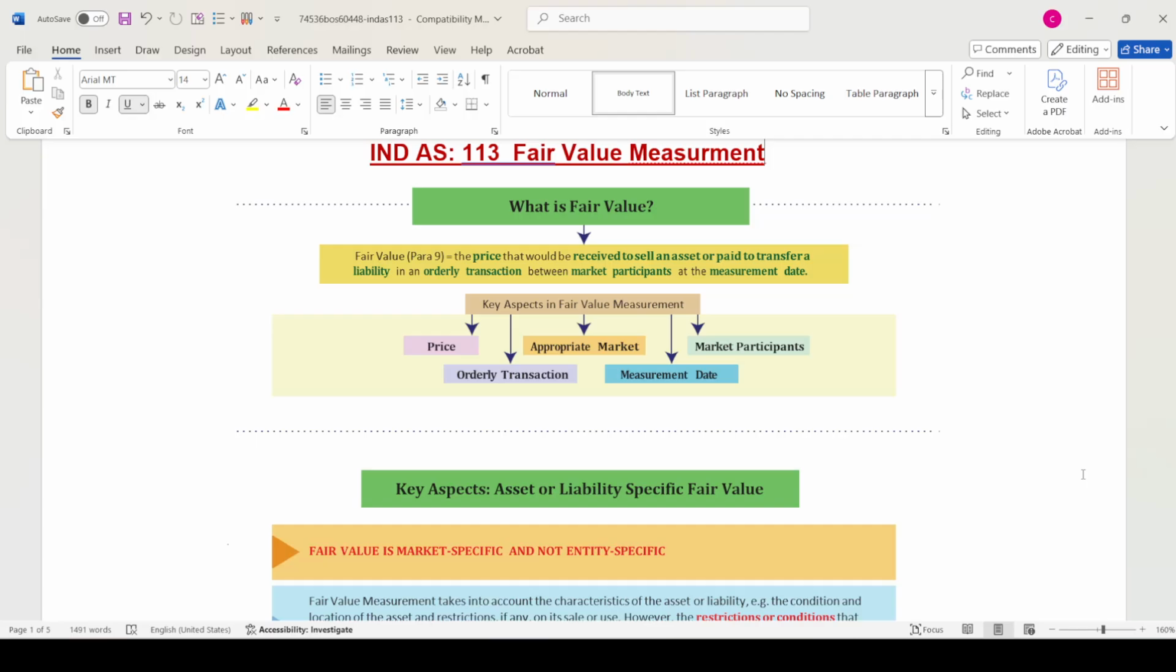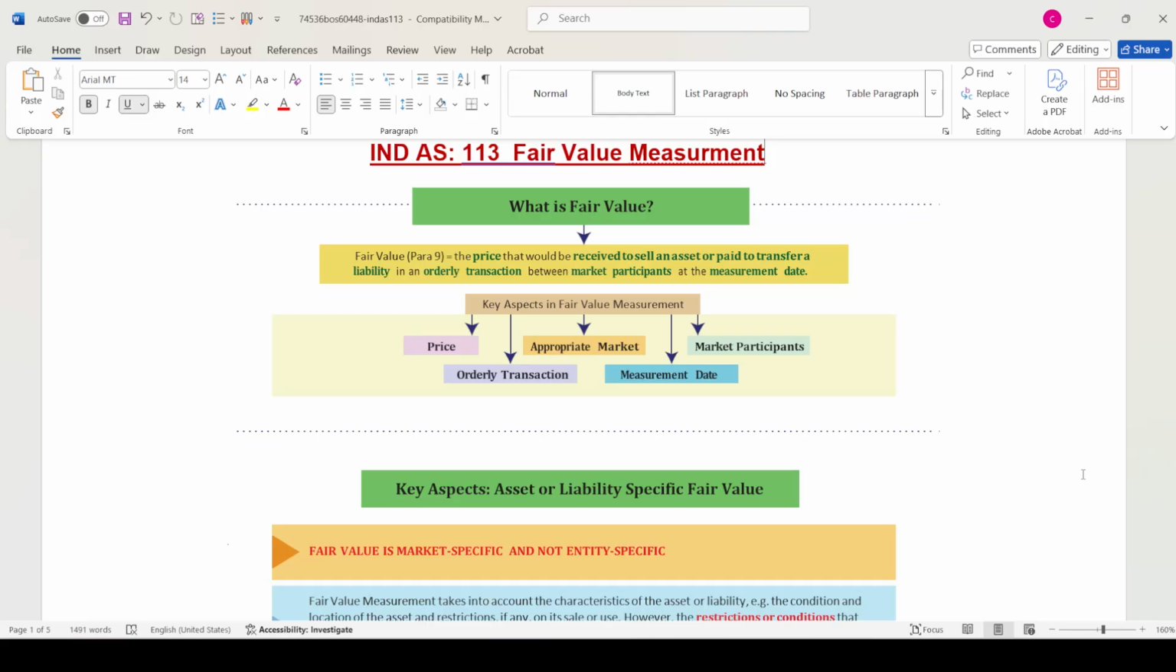Now let us understand fair value. What do you mean by fair value? Fair value is nothing but a price, an exit price that could be received to sell an asset or paid to transfer a liability in an ordinary transaction between market participants at the measurement date. We are trying to find the value of an asset or a liability as on the balance sheet date.